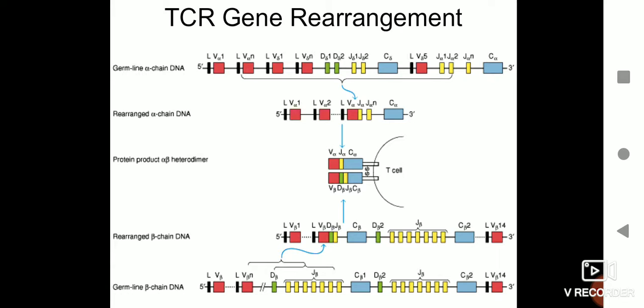Similarly, at the bottom you can see the beta chain. Again, in the beta chain, two rearrangements are taking place. The first rearrangement is joining of D and J, and the second rearrangement is joining of V with this newly formed D-J segment. That results in formation of a totally different gene sequence, which will give rise to a totally different variable region.